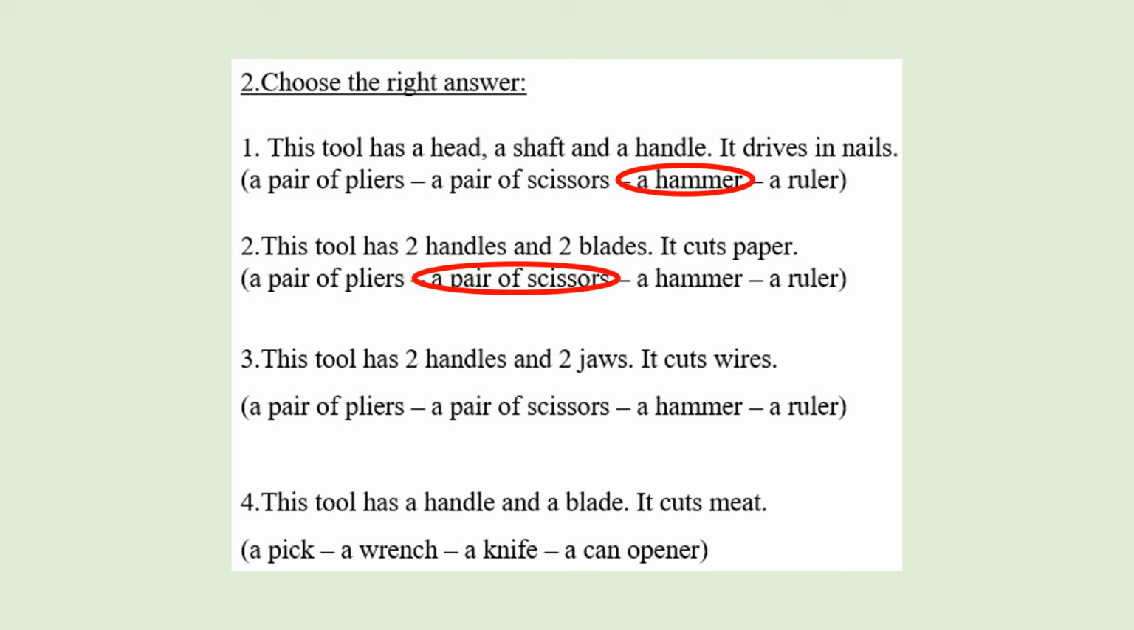Number 3, this tool has 2 handles and 2 jaws. It cuts wires. We have a pair of pliers, a pair of scissors, a hammer, and a ruler. Of course, it's a pair of pliers. Number 4, this tool has a handle and a blade. It cuts meat. Is it a pick, a wrench, a knife, or a can opener? A knife. It's the knife.